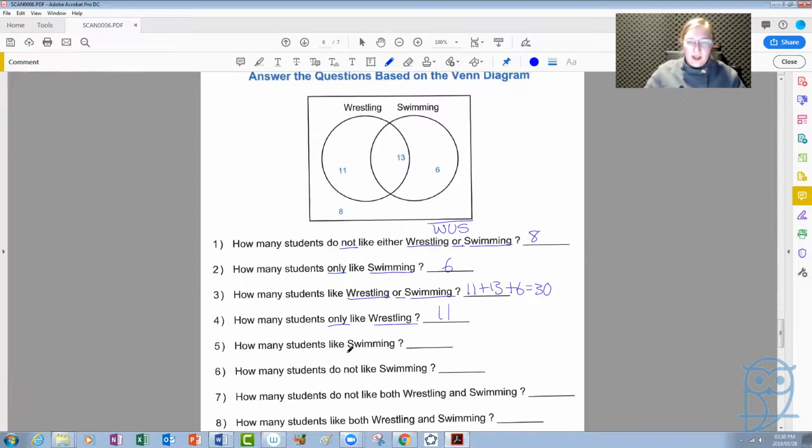How many students like swimming? Just swimming. There's no ors, ands, onlys, nots, just swimming. So we have 13 and 6, which gives us 19 students.